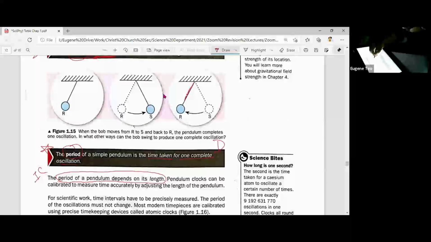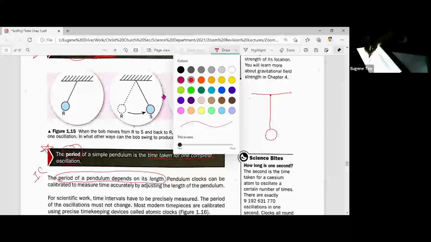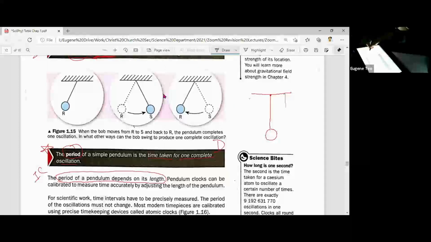So how long this string is, this is the length. Now for a pendulum bob, I'm just going to draw it out here. When we talk about the length of a pendulum, it's actually from the top over here to the middle of the pendulum bob. Actually, to be exact, it is to the center of gravity. So this part here, we call this the point of suspension. From the point of suspension all the way to the center of gravity, this whole part here, we call it the length of the pendulum.